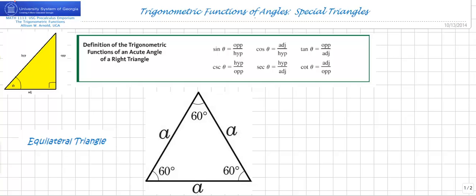So if I were to drop a perpendicular between any two equal sides, I have a geometry theorem that says we actually bisect the angle as well as the base of the triangle.